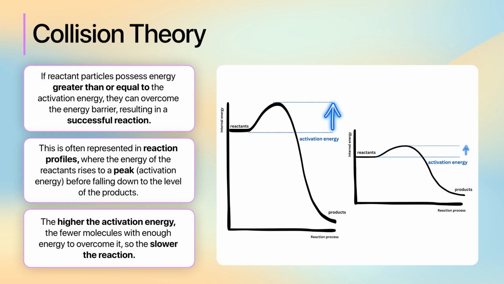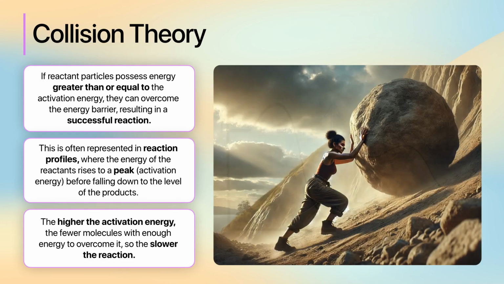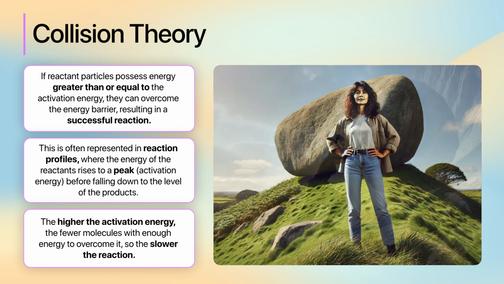Let's return to our boulder and hill analogy. If the hill you were trying to push the heavy boulder up was very small, you'd be more likely to get to the top faster. However, if the hill was very large, you'd be less likely to reach the top. And even if you did, you would be much slower. This is very closely analogous to activation energies.